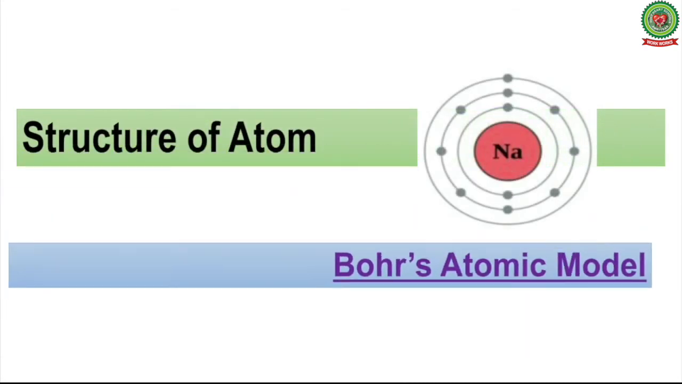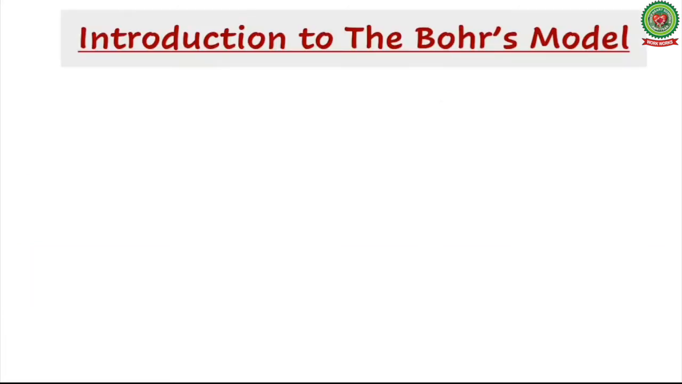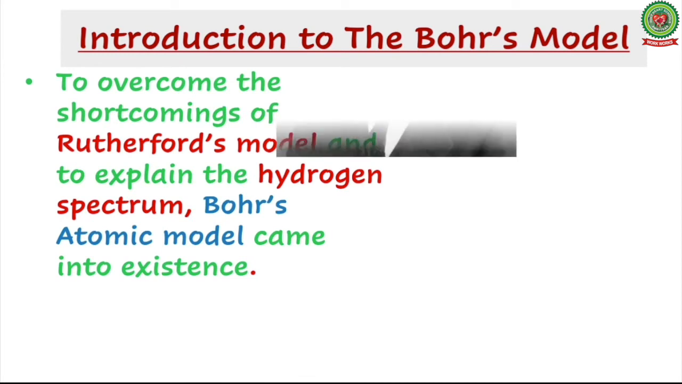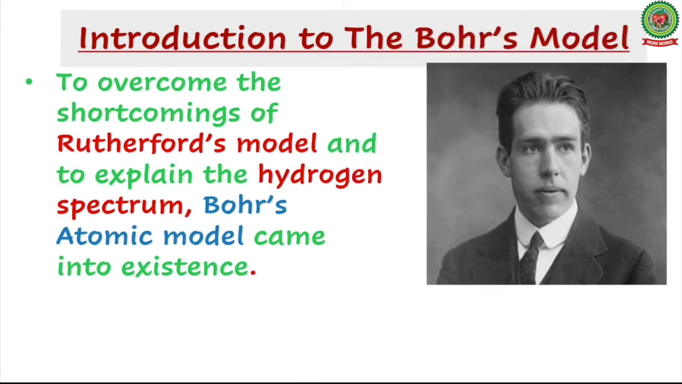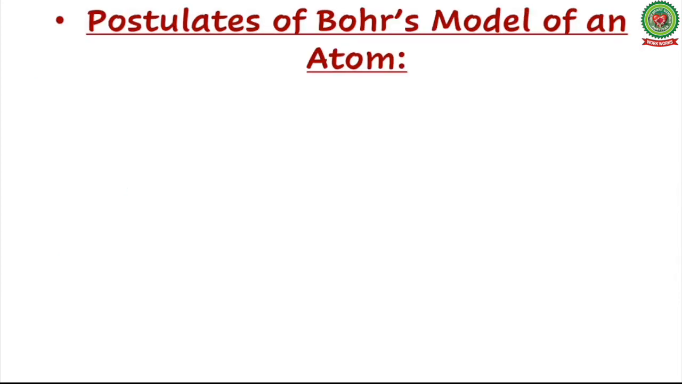In this, today, our topic of discussion will be Bohr's atomic model. In a previous discussion, we have done Rutherford's model of an atom, but we know that it had many drawbacks. So to overcome the shortcomings of the Rutherford model and to explain the hydrogen spectrum, Bohr's atomic model came into existence. Bohr's model of the atom was proposed by Niels Bohr in 1915, and it had various postulates.